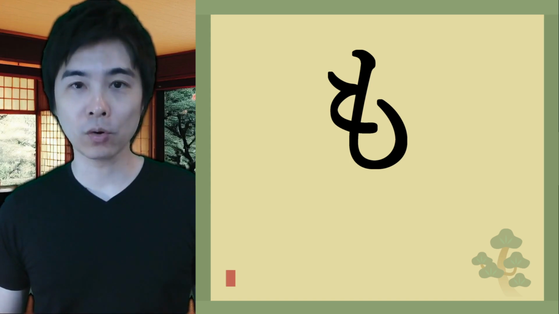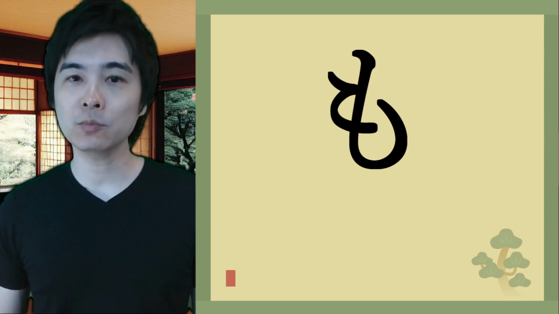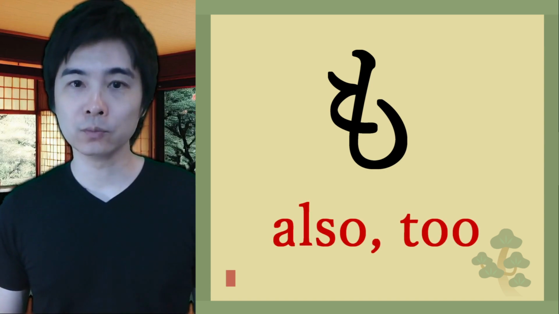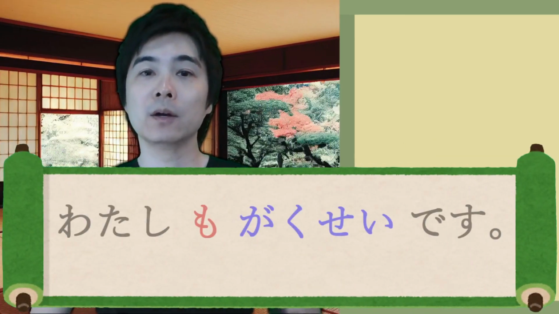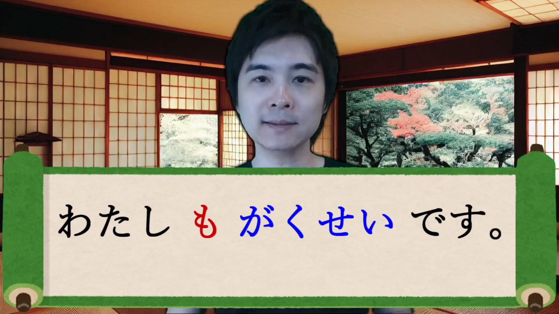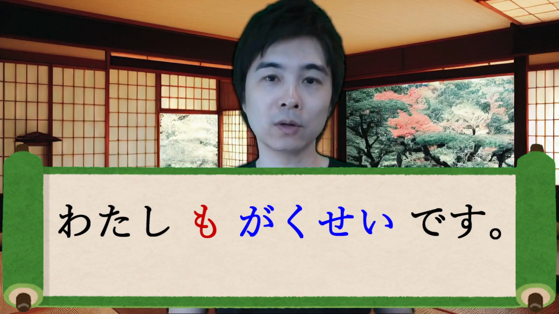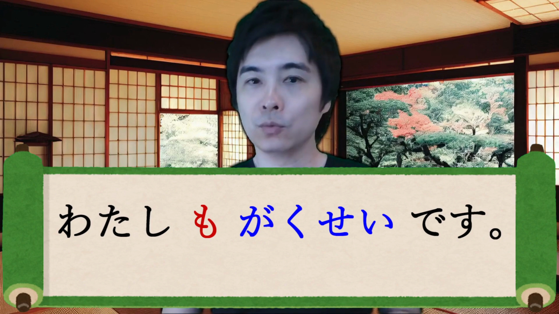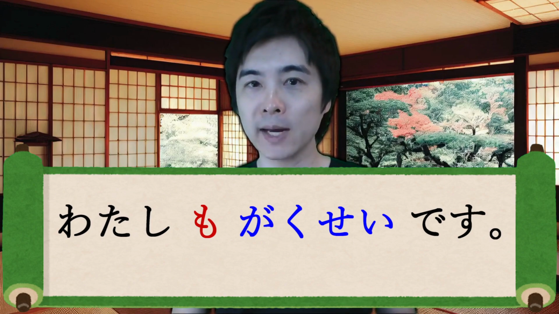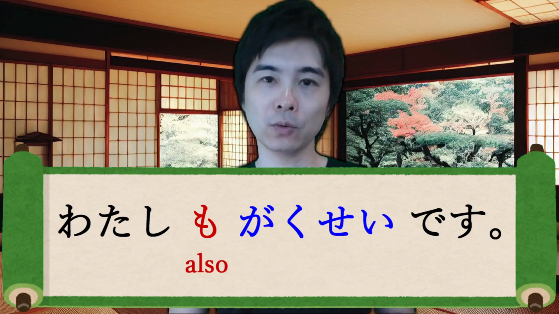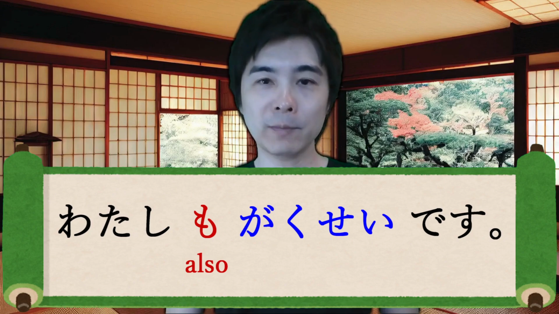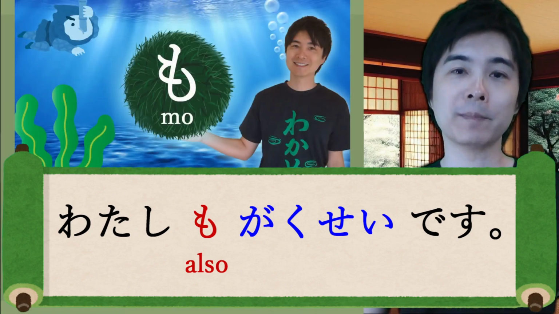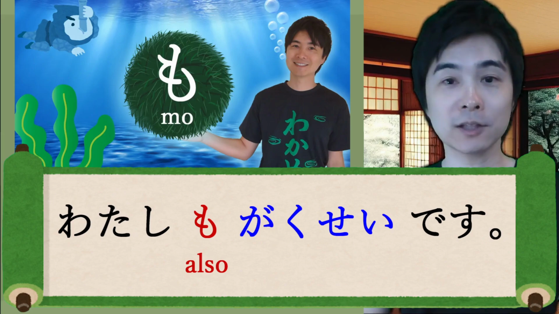Next particle that we will review is mo. The particle wa can be replaced with the particle mo, and mo has the additional meaning of also or too to the sentence. For example, 私も学生です means I am also a student or I am a student too. Wa can be exchanged with mo, and the particle mo means also or too. If you want to know more about mo, please check out my earlier video about the particle mo. But for now, it's not that difficult, right? Let's check the next particle.